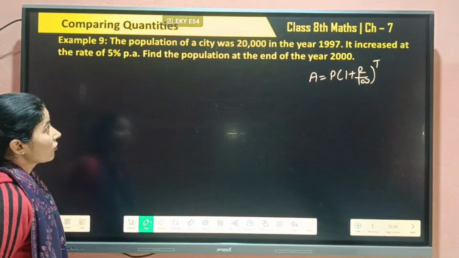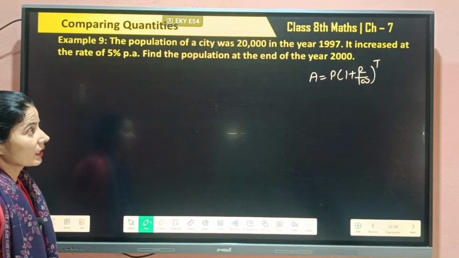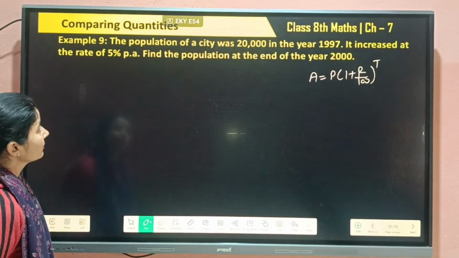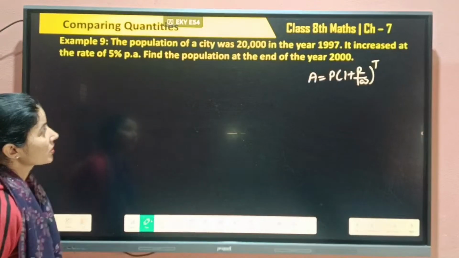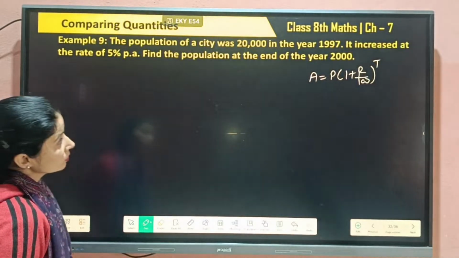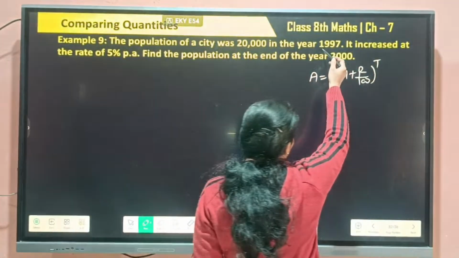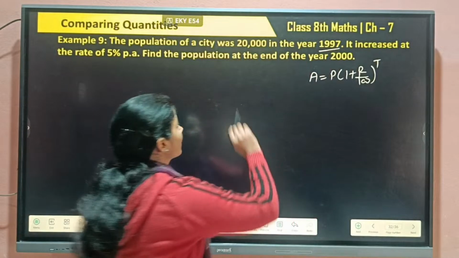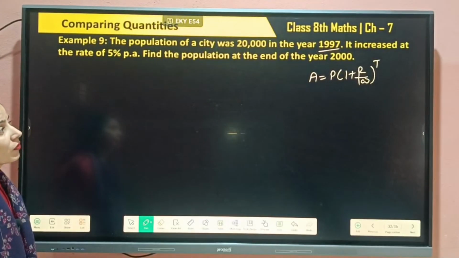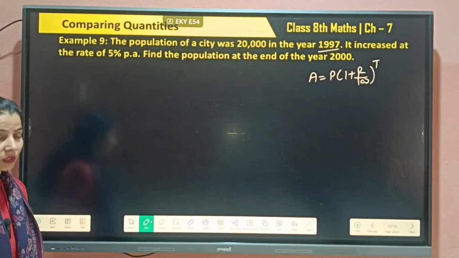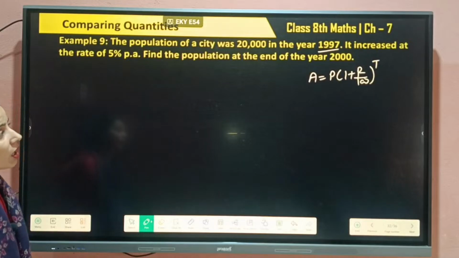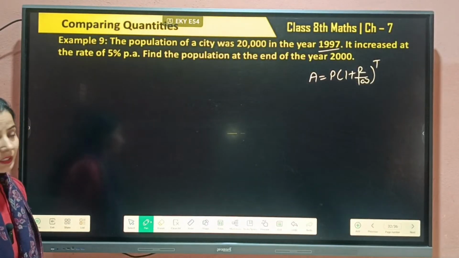The population of a city was 20,000 in year 1997. It increased at the rate of 5% per annum. Find the population at the end of 2000. This population was in 1997, and we need to find out the population at the end of 2000. So how many years gap is there? 3 years.